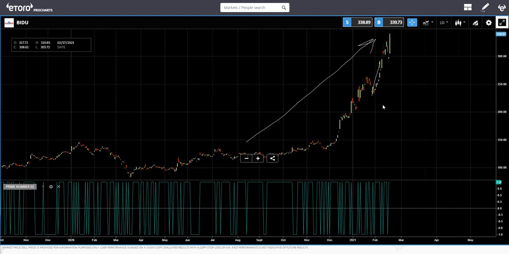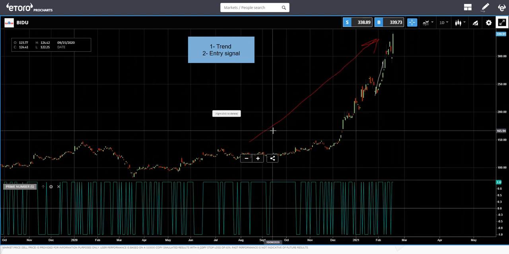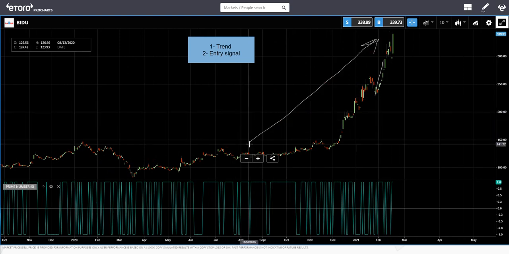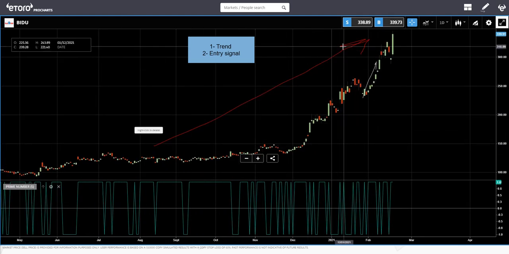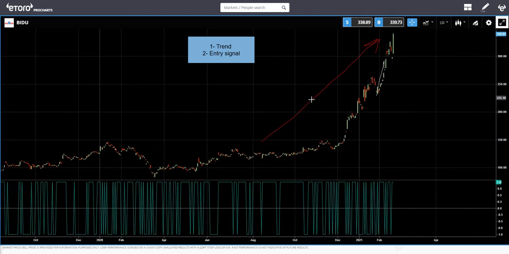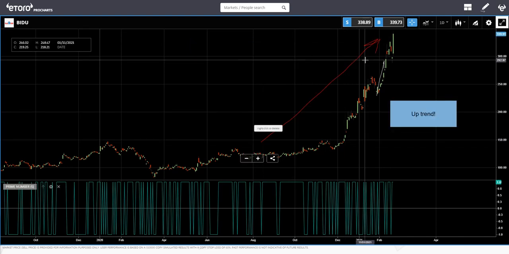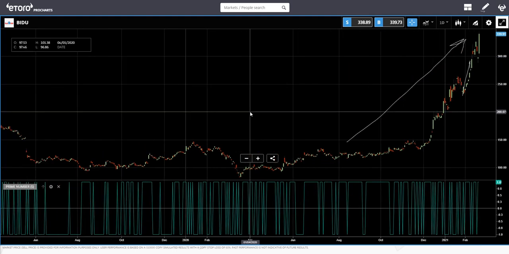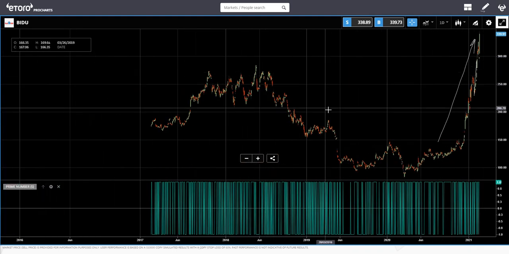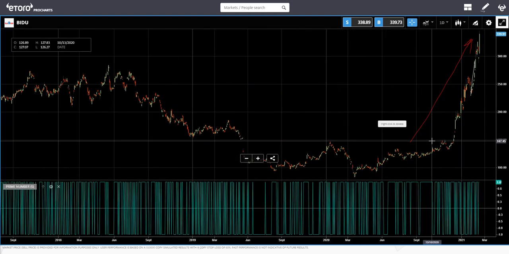As I always say, don't trade against the trend, so always follow the trend. You can see the trend here is obviously up, so you look for buy opportunities. Or if you go here, you can see it's down, so you look for sell opportunities.